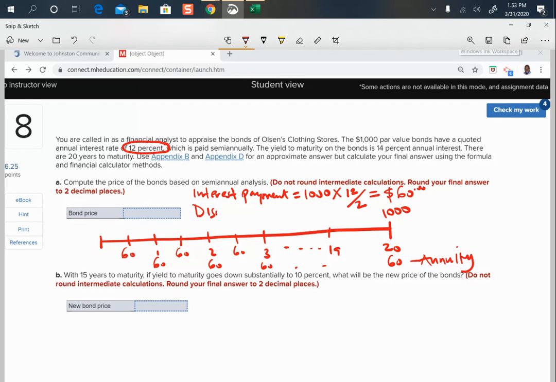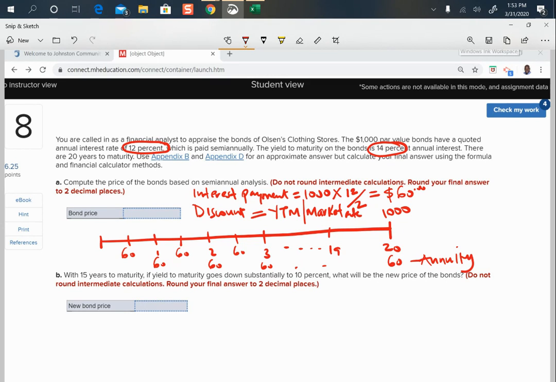To discount the payments, we have to use the yield to maturity, or sometimes we call this the market rate. So you're going to use the market rate to determine the present value of this back to the present. Here we've been given the yield to maturity is 14%. Again, it's 14% per year.